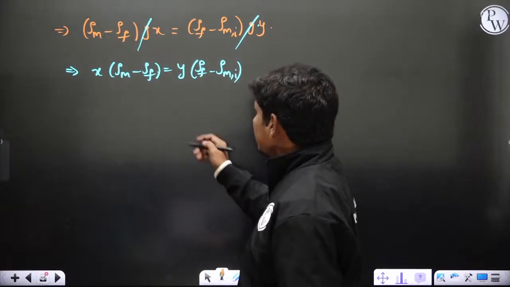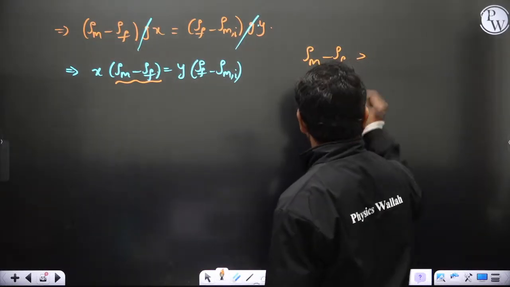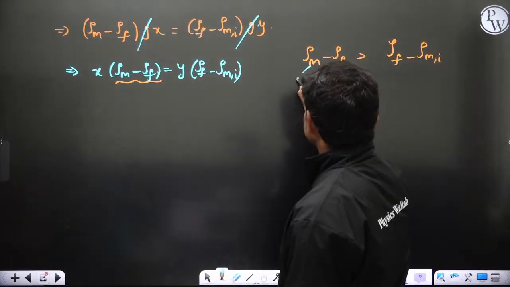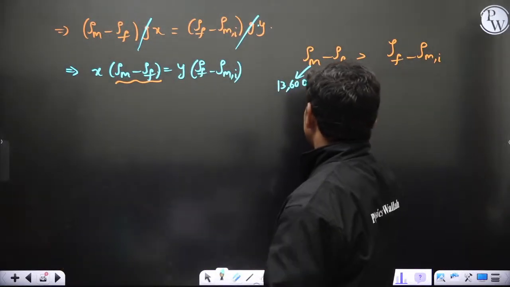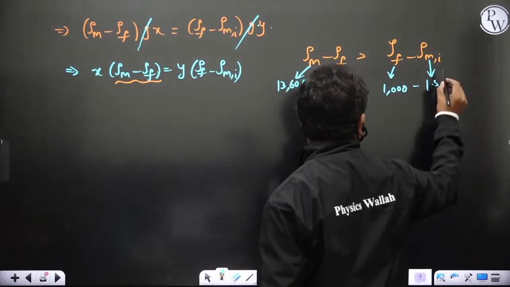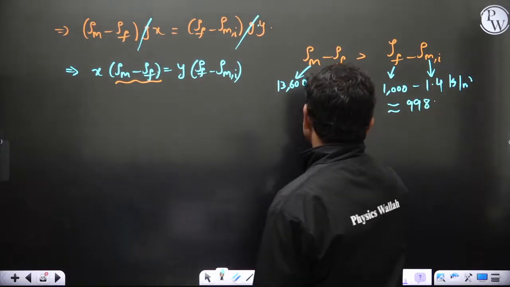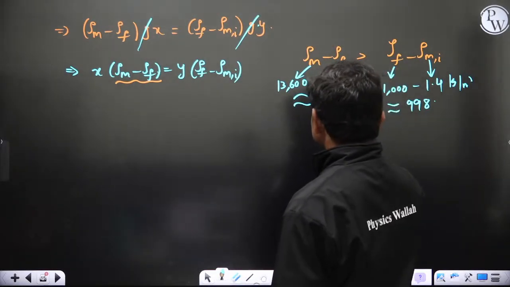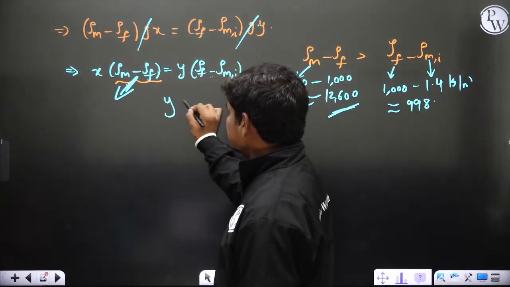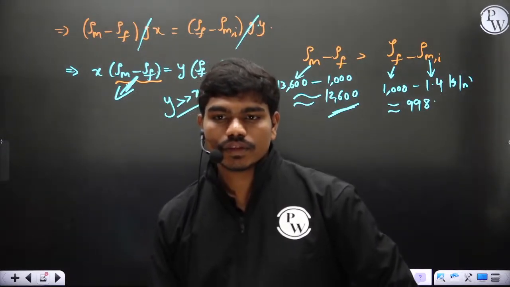Let us suppose, for example, that rho m minus rho f is generally very large compared to rho f minus rho mi, because in U tube manometers this fluid is normally mercury, 13,600. Let us suppose water is flowing, and compressed air is at most 1.5 kg per meter cube. This value is around 998, this value is around 12,600. So this is 12 times more than this value. That means clearly y is greater than x. Understood? Okay, y will be more than x.